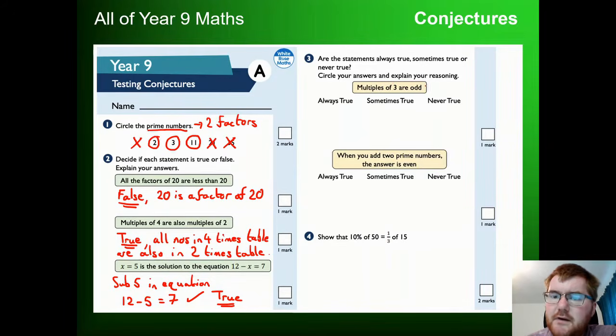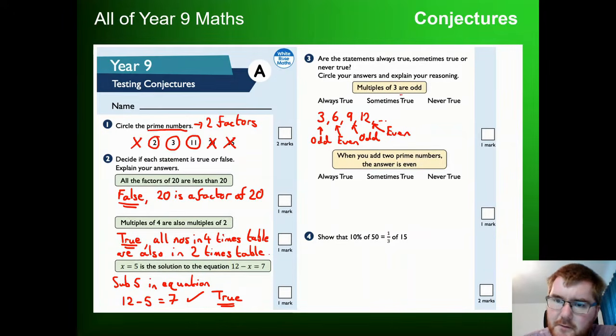Multiples of 3 are odd. So the multiples of 3 are going to be 3, 6, 9, 12, dot, dot, dot. Well, 3 itself is odd, whereas 6 is even, and then 9 is odd, 12 is even. So this one is sometimes true. Some of them are going to be odd, but then some of them are also even as well.